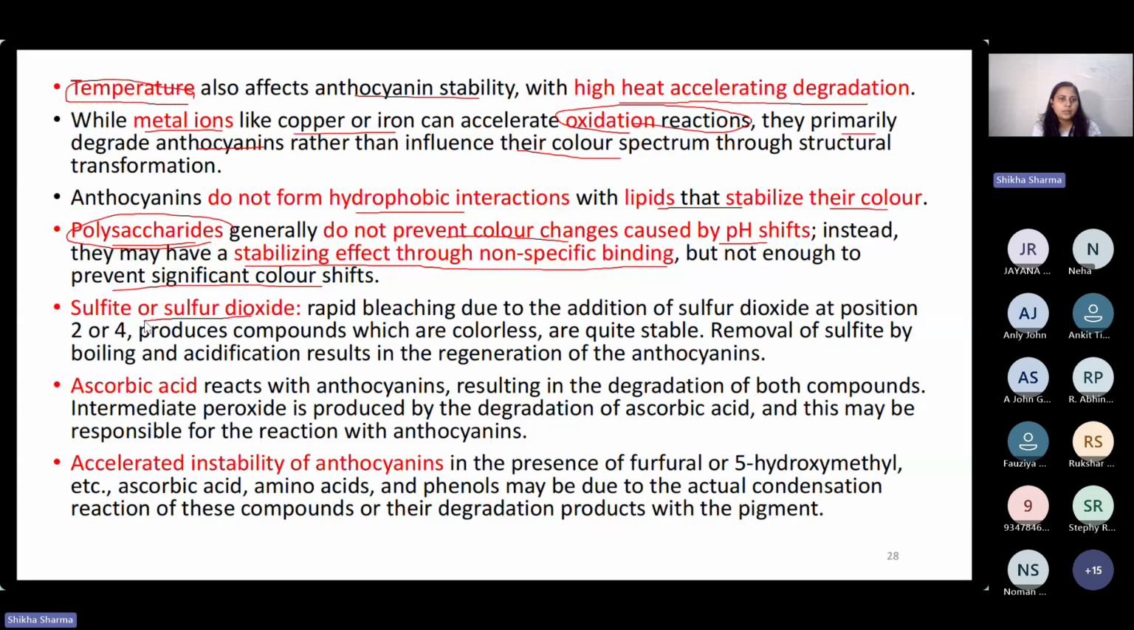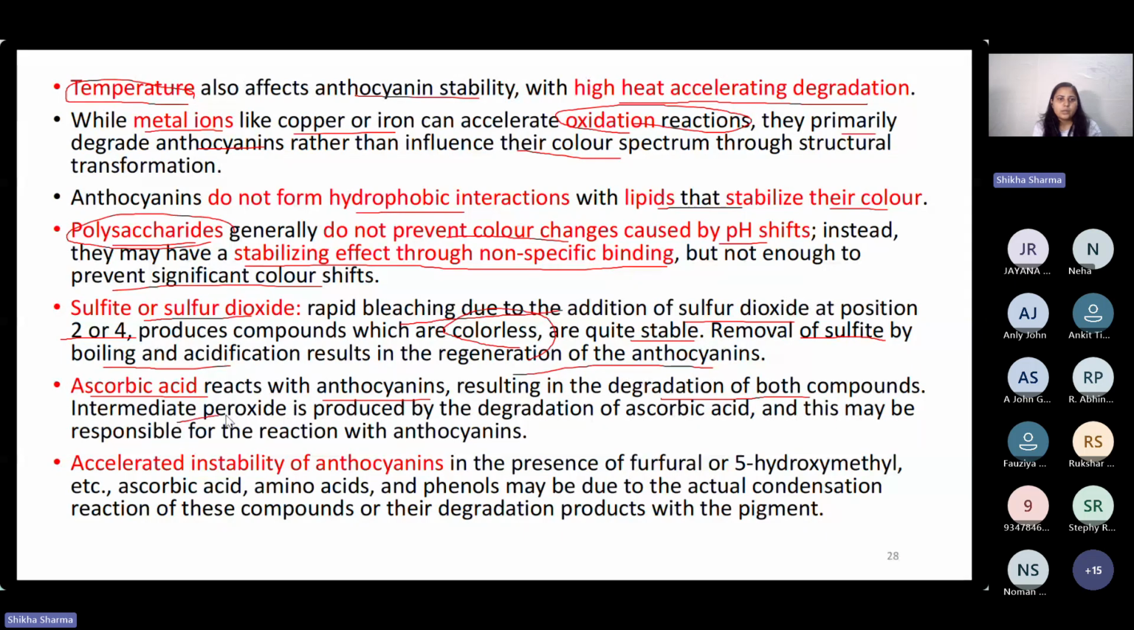And then sulfite and sulfur dioxide can produce a bleaching effect: when we add sulfur dioxide at position 2 or 4, there will be a bleaching effect, so the color will go colorless, or we can get quite stable colored compounds. Removal of the sulfite by boiling or acidification can result in regeneration of the anthocyanin. Also, ascorbic acid can react with anthocyanin and degrade both compounds.